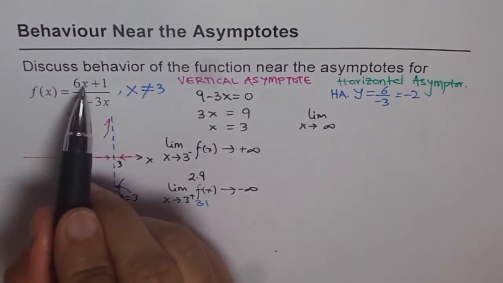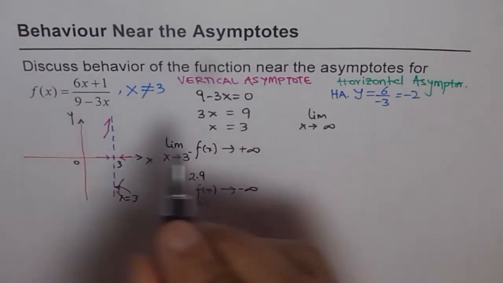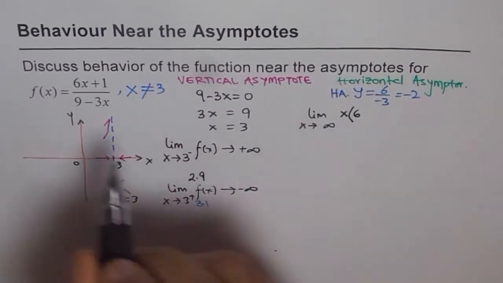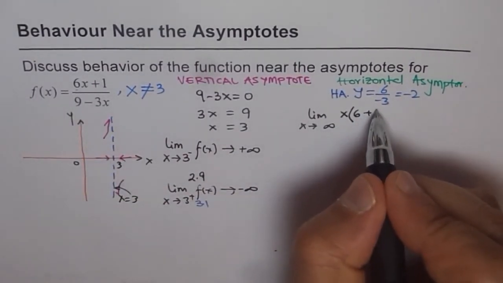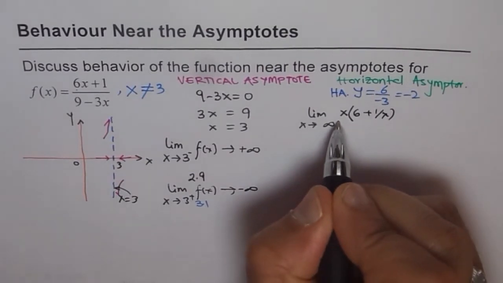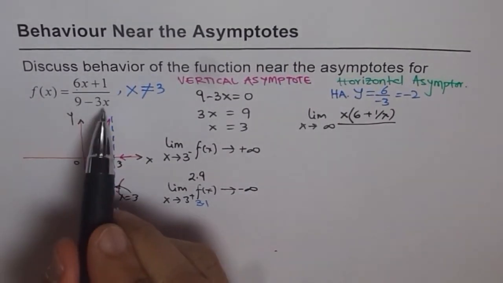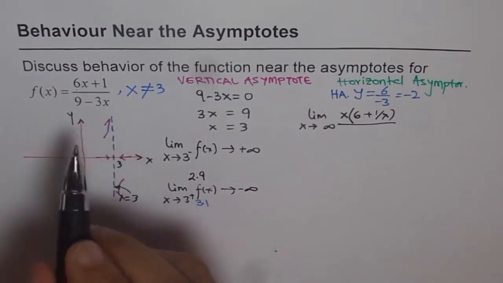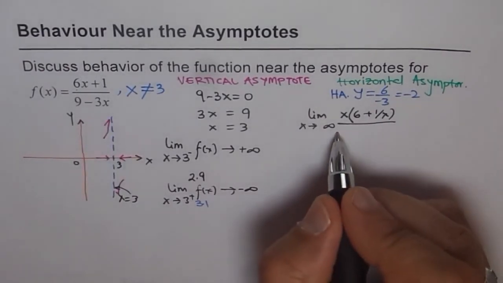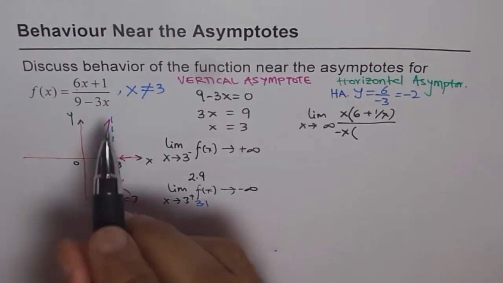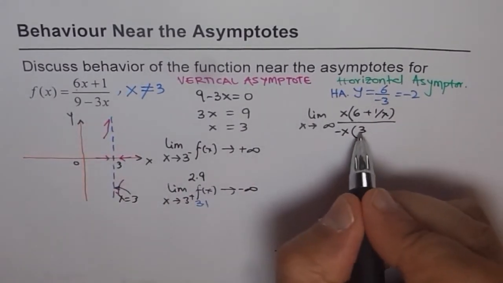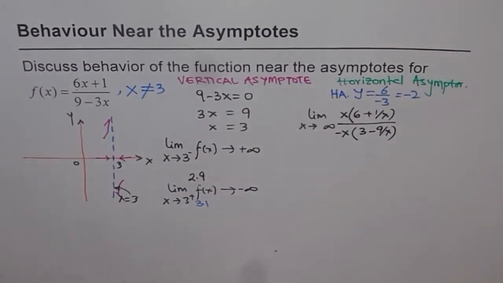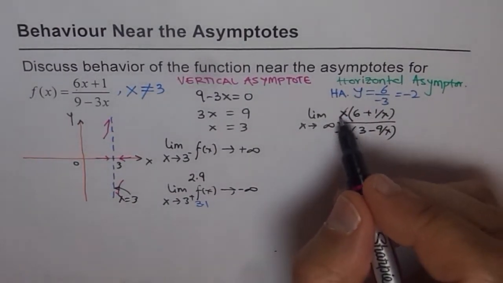And I'll factor x out from the numerator. Then I'm left with 6 plus 1 over x, correct? And in the denominator also, rather, let me take minus x outside. It's good to have this positive. So I'll have minus x factored out, and I get 3 minus 9 over x, correct? That's what you get. Now we can cancel out x and x.